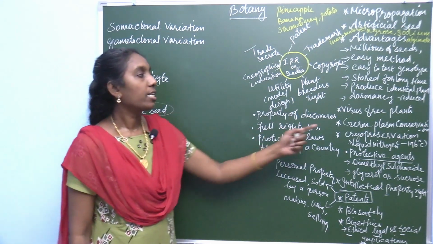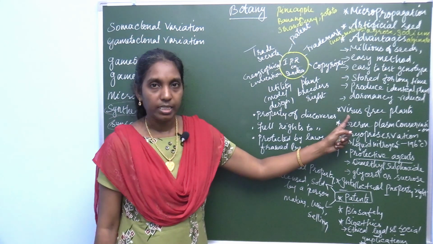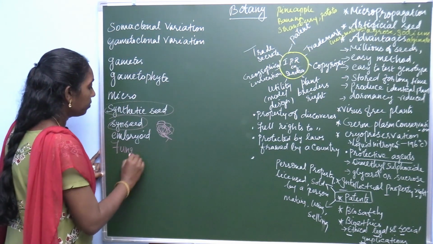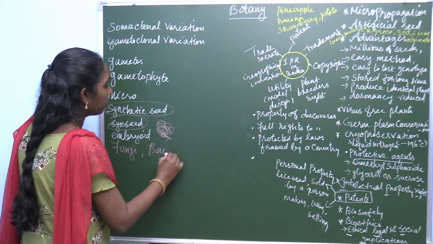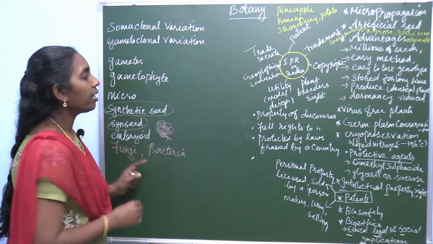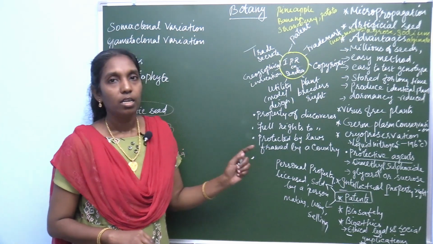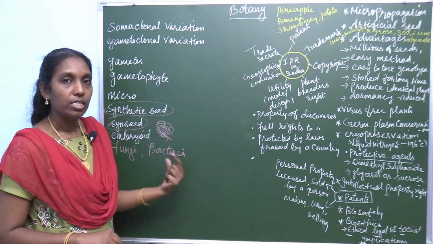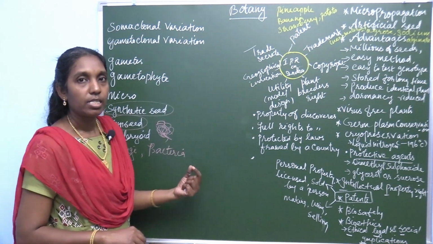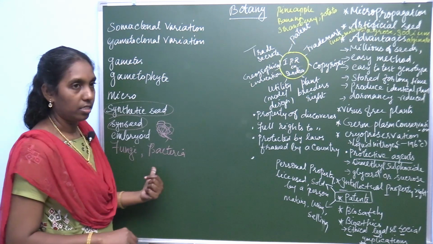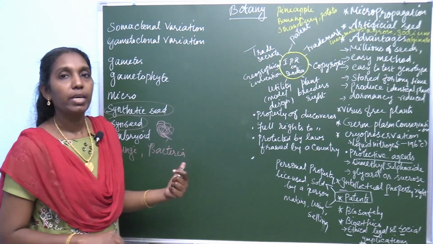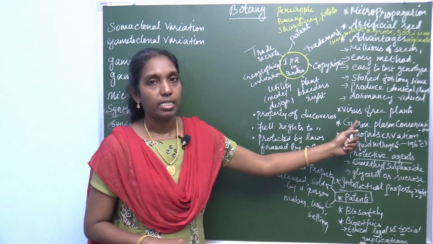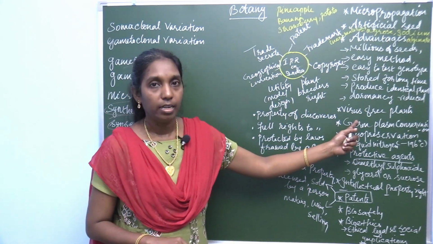The crop plants can be very easily affected by these pathogens. But fungi as well as bacteria can be eradicated by chemical substances, chemical pesticides or fungicides. But viruses cannot be eradicated very easily. So, virus free plants, transgenic plants can be developed.